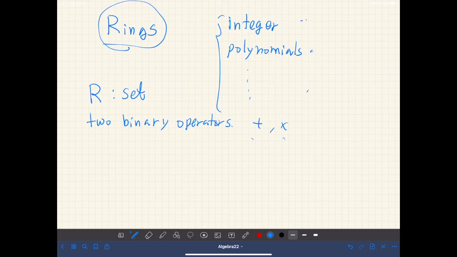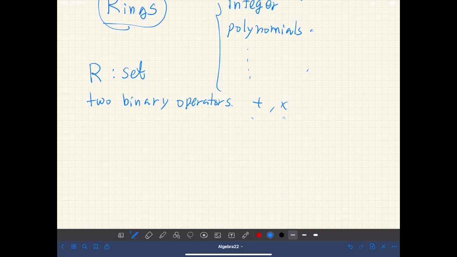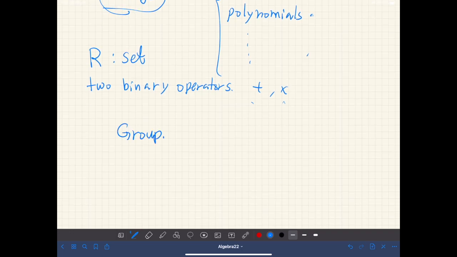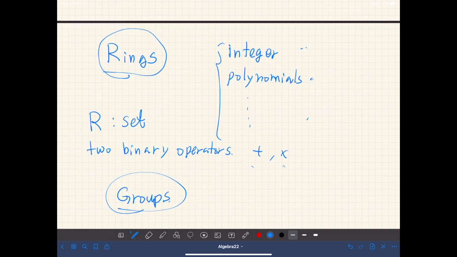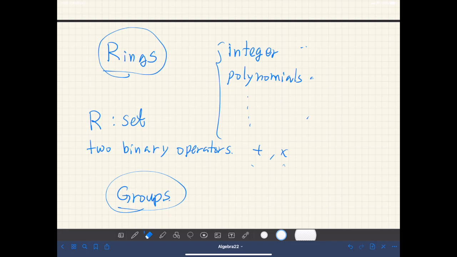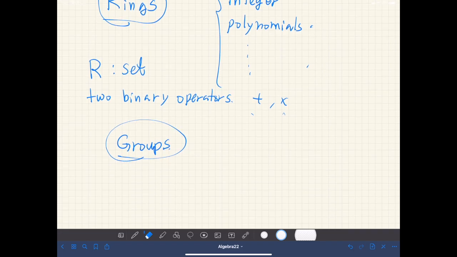Today, we are going to deal with a more abstract, even simpler algebraic structure called groups. Groups are another abstraction of integers and polynomials and many other specific sets, but they have only one binary operator, which can be interpreted as addition or multiplication or something else. So a group is a set with one binary operator satisfying a certain set of axioms.